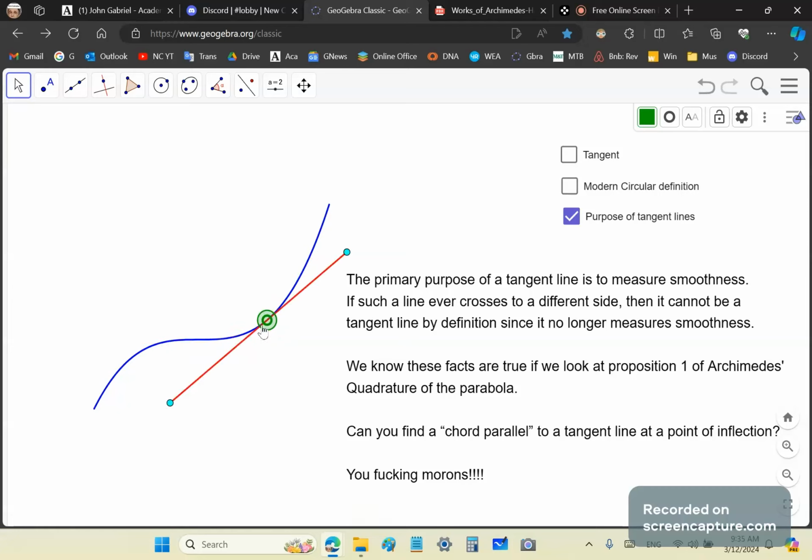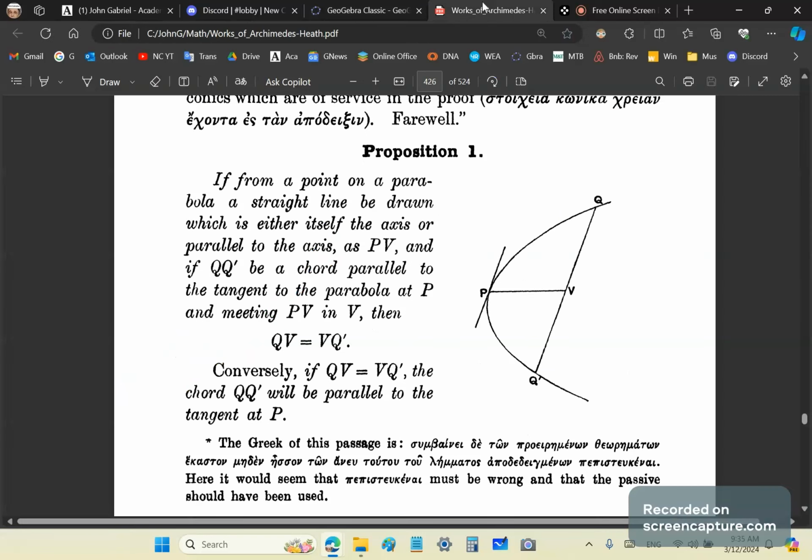And we know these facts are true if we look at proposition 1 of Archimedes' Quadrature of the Parabola. So look here. Let's read it. It says, if from a point on a parabola, a straight line be drawn which is either itself the axis or parallel to the axis, and if Q complement, this line here, be a chord parallel to the tangent to the parabola at P and meeting PV in V, then these two segments are equal.